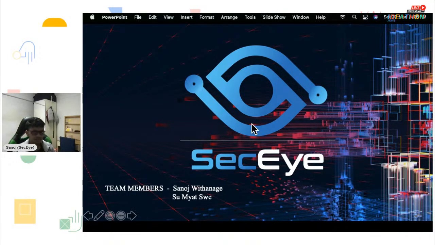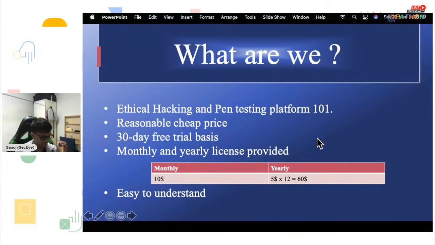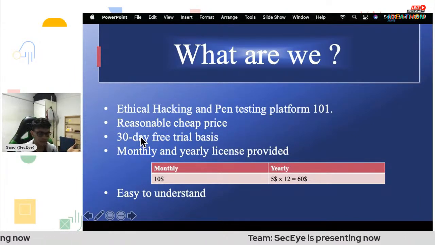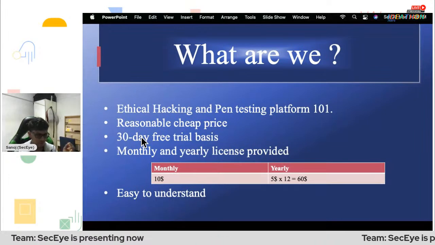Our product is a platform for penetration testing and ethical hacking for anyone who's interested in cybersecurity and wants hands-on experience. We offer it for reasonable prices, but some may say, why not try Hack The Box or Metasploitable 2? Those are there, but sometimes they're not cheaper.